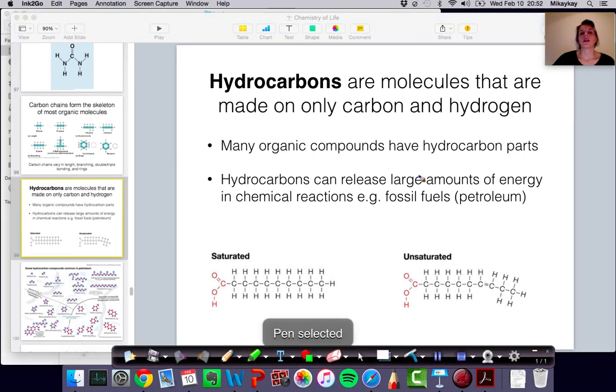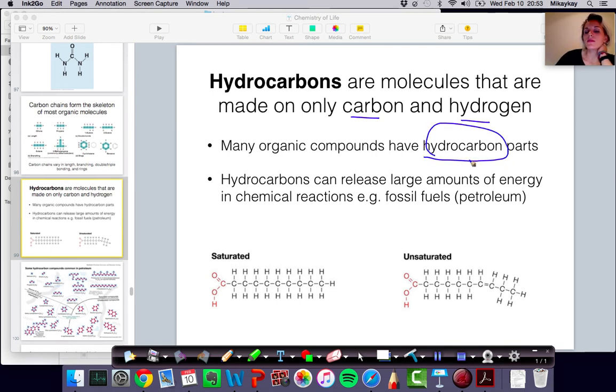Carbon is really great at making molecules that are only carbon and hydrogen. That is very common. Hydrogen really likes to bond with carbon, and so it will make these large, sometimes organic molecules, and we can call those carbohydrates, but we can actually call them hydrocarbons. And hydrocarbons means that there are only carbon and hydrogen in the particular molecule.